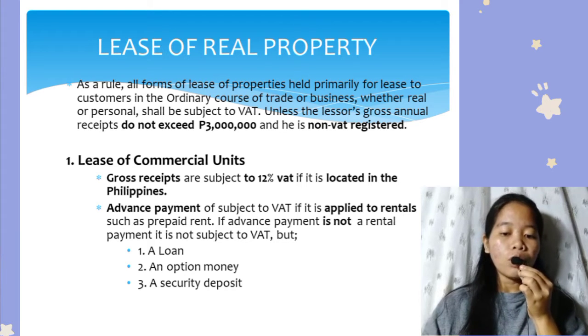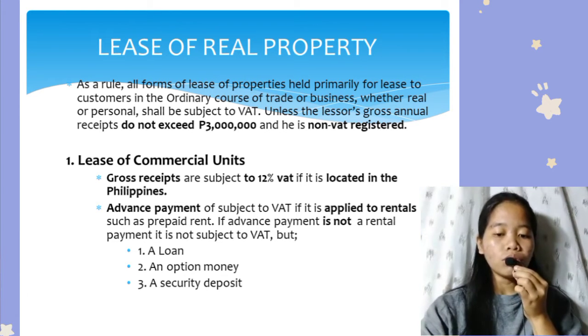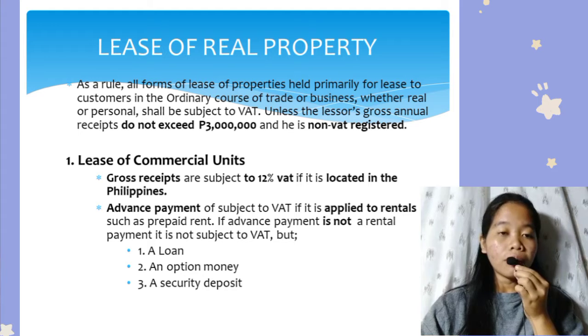So when we say loan, utang, it is a loan to the lessor from the lessee. Then an option money for the property. So when we say option money, it is a contract in which a landlord and tenant agree that at the end of a specified period, the renter can buy the property. It is also a security deposit.